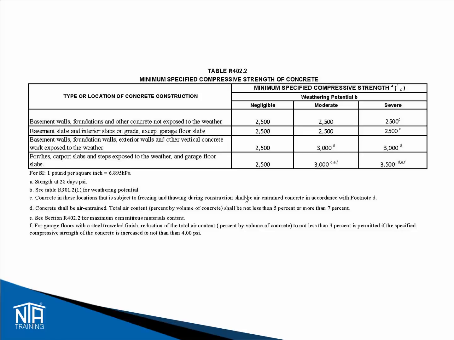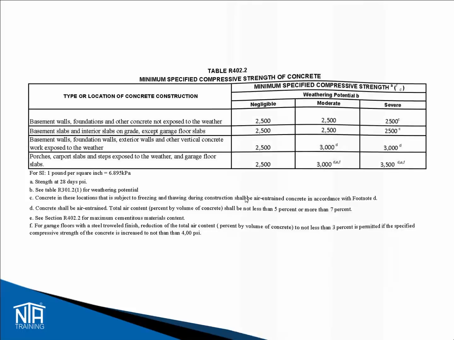The far left column is where you will determine the concrete construction. Use words within the question to make sure you are using the correct type and location of construction. The question states, concrete basement walls exposed to weather. This is located third down from the top. In the right-hand columns, you will see weathering potential. Remember that figure R301.2.3 listed the weathering potential as severe for the state of Indiana. Where the two meet is 3,000 psi, giving you the answer to the question.